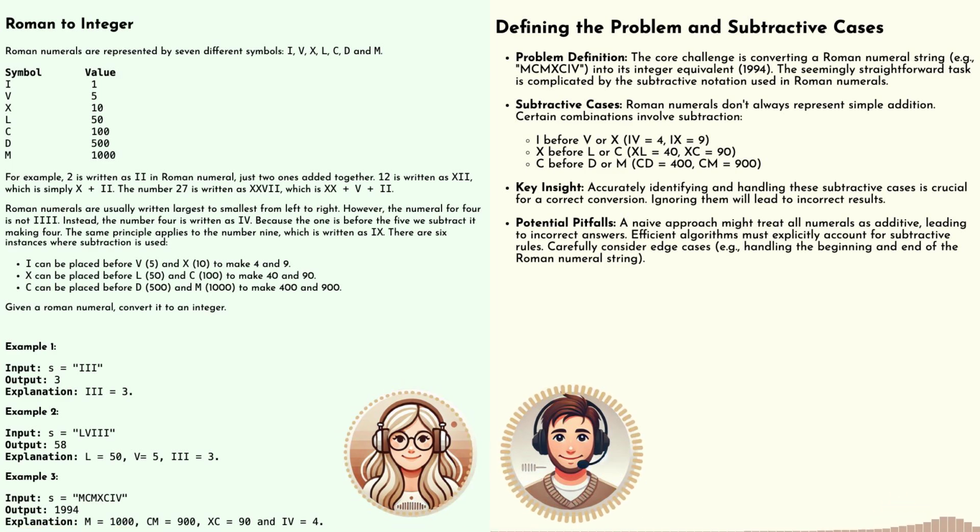So it's like translating from one number system to another. You got it. But with the added challenge of those subtractive cases that Roman numerals have. Exactly, like how IV represents 4, not 6, because the I comes before the V. That's where it gets interesting, because if it were just a simple additive system, it would be totally straightforward. But these subtractive cases force us to think carefully about how we're processing the Roman numeral string.